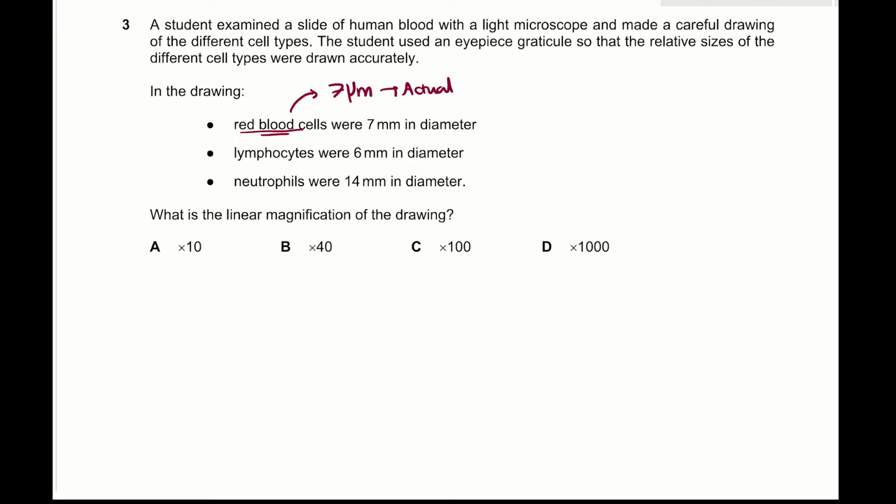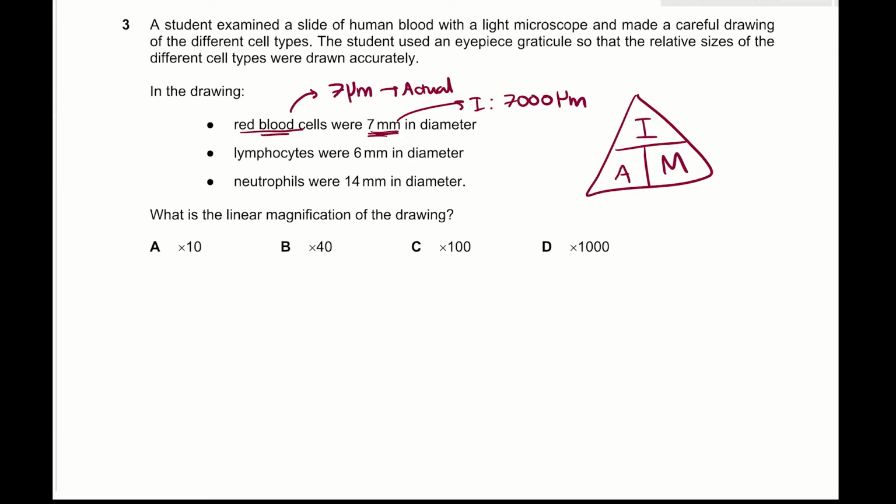So here we have a standard that we can use to calculate the magnification, and it is a red blood cell. Now, to calculate the magnification, the equation is I over A. Therefore, we have to divide the image size, which is 7 millimeters, by the actual size. Now, first what we must do is convert 7 millimeters into micrometers. We do this by multiplying by 1,000. So the image size is going to be 7,000 micrometers. Now, 7,000 divided by 7 gives you 1,000, and the answer is going to be D.